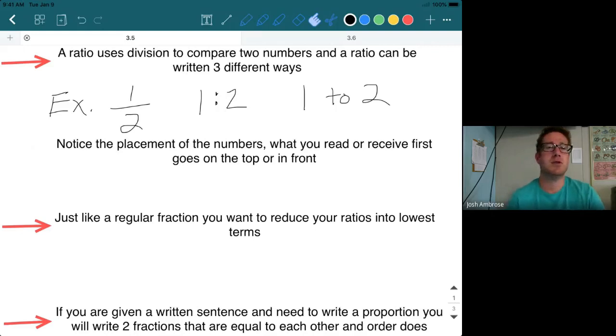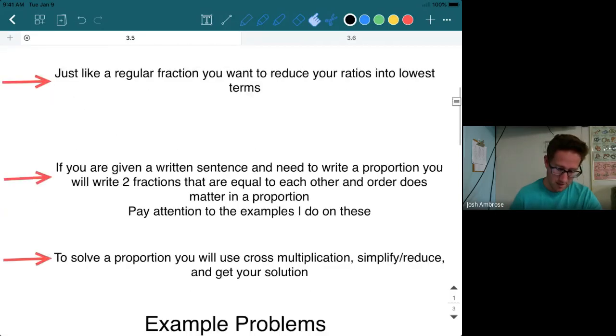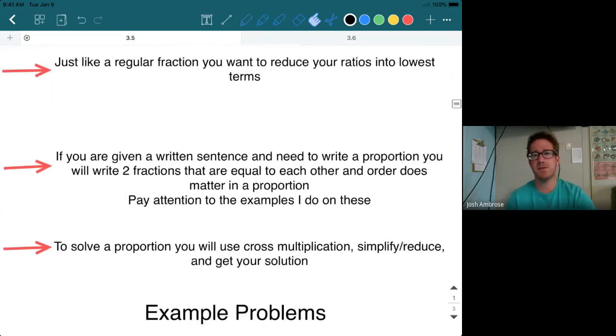All right. Now make sure the number that's on top is always the number that's written first. Just in case you were to mix that up, that is important to know. So notice the placement of those numbers. Next little thing here, just like a regular fraction, you always reduce your fractions. Same thing for a ratio. You always want to reduce your ratio into the lowest terms possible.